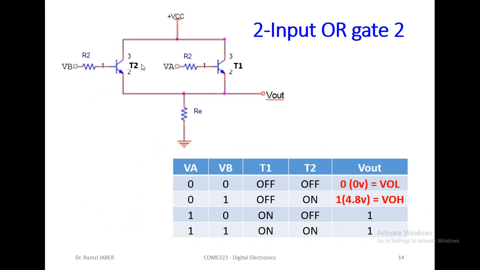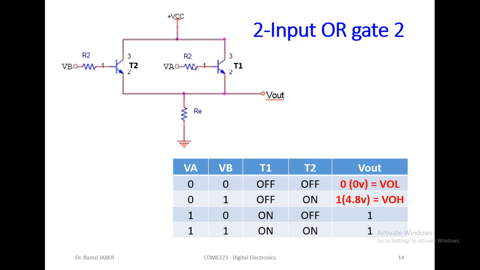On the VCC side, this is OR in another method, method 2. So this is OR. We will trace it. For A and B 0 0, these 2 transistors are off. So the output is directly connected to the ground. So right now 0 equals 0 volt. The output is low.